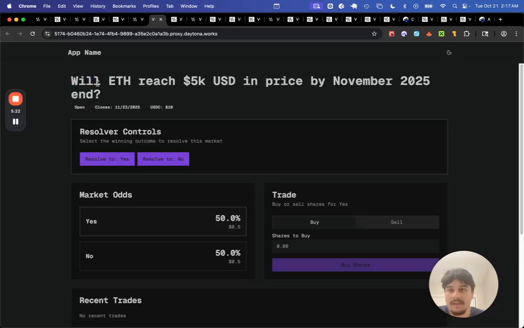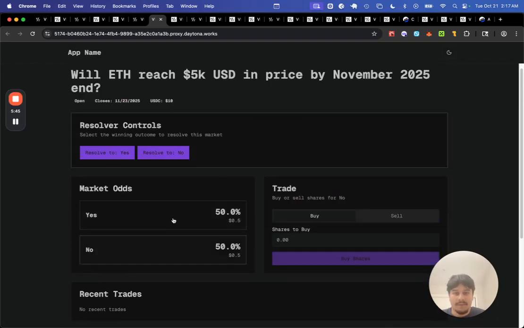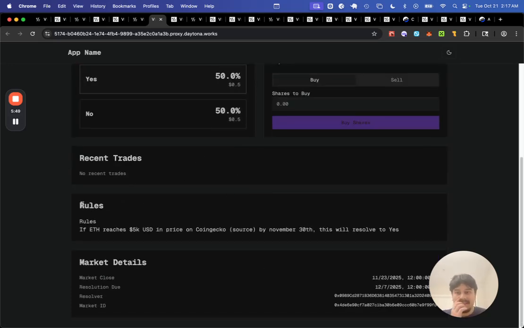for this market. So the first thing here is we see these resolver controls, and these are only showing up because I've connected the wallet which created the market, so the actual resolver. So other addresses wouldn't see this interface, but as the resolver, I have the ability to resolve the market. Other than that, we can see the market odds. So, it's dead even right now. Obviously, no recent trades. These are the rules that I set up, and a couple more details.